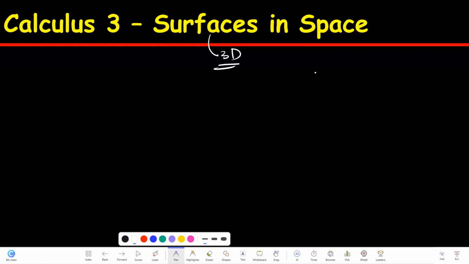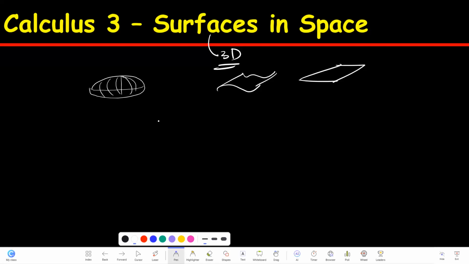Now here, I have a bunch of options. I can make it like this, I can make it like this, and I can make it like anything, right? Now I have an infinite number of possibilities. I can draw surfaces in space, but I'm going to limit myself to limited shapes.